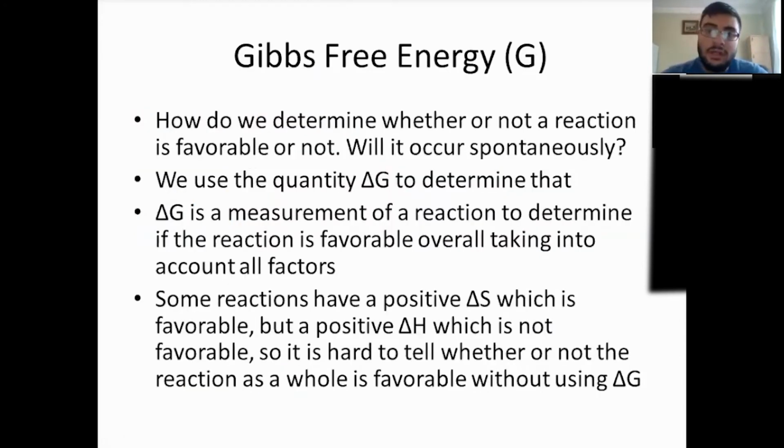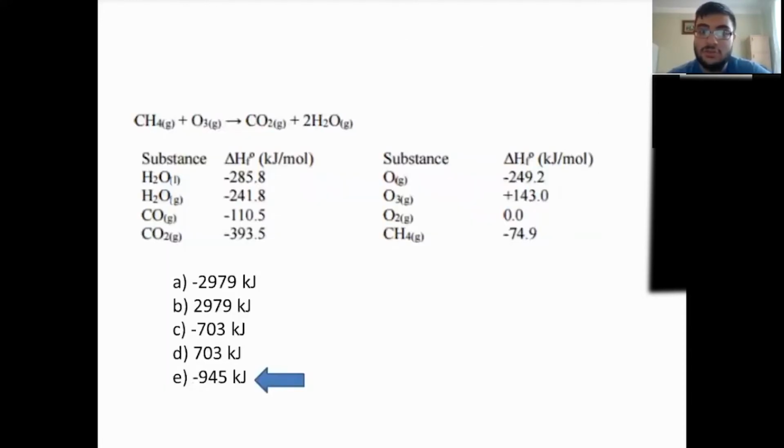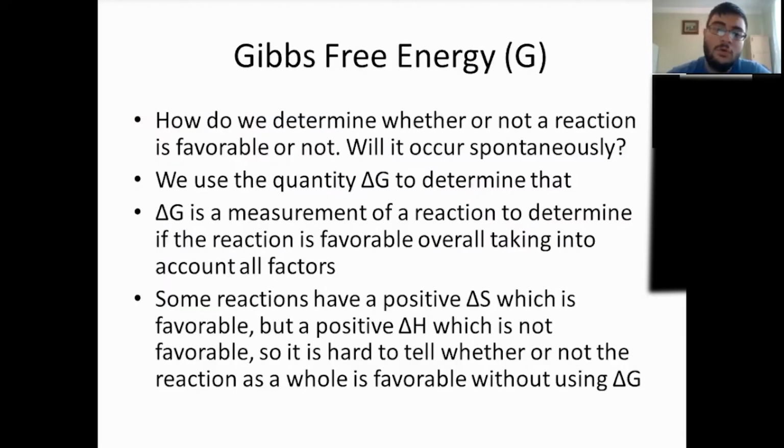Next, we want to look at Gibbs free energy. So how do we determine if a reaction is overall favorable or not favorable, right? We know if it's favorable through entropy, and we know if it's favorable through enthalpy, right? But how do we know if a reaction is overall favorable? Well, we use the quantity of delta G, Gibbs free energy. Delta G is a measurement to determine if the reaction is favorable overall, taking into account all factors, right?